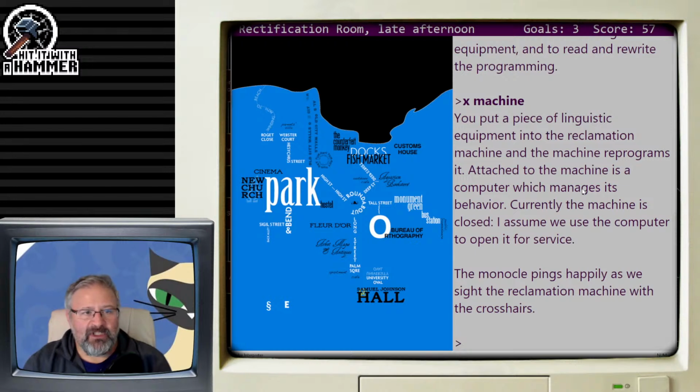Examine machine. You put a piece of linguistic equipment into the reclamation machine and the machine reprograms it. Attach the machine as a computer which manages its behaviour. Currently the machine is closed. I assume you use the computer to open it for service. The monocle pings happily. Okay. Maybe this is what we need the password for.